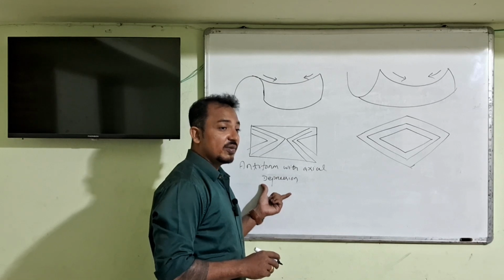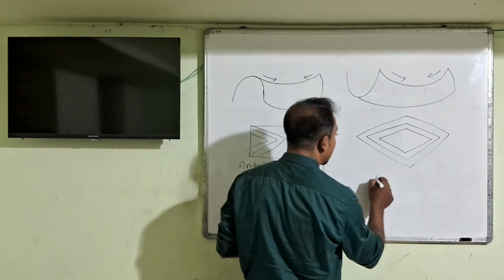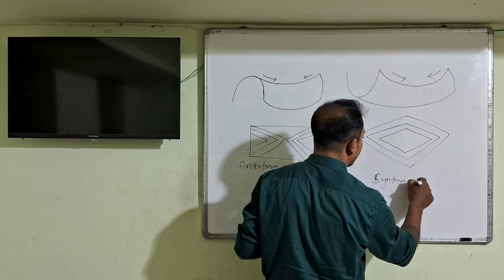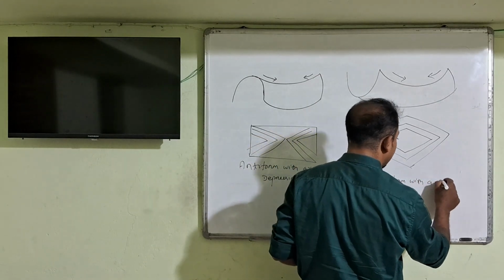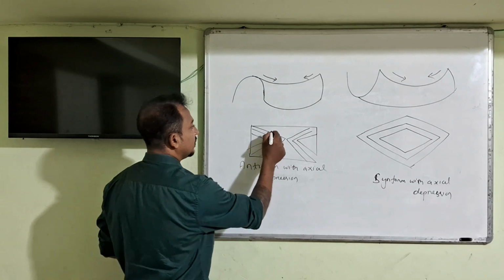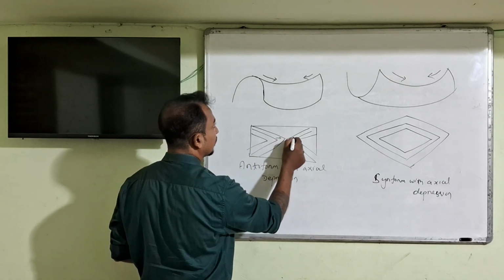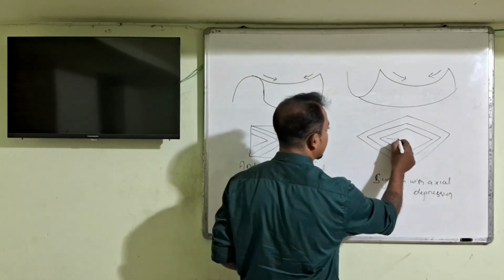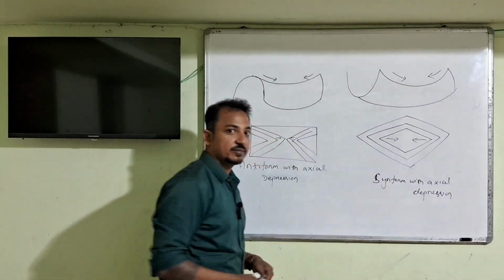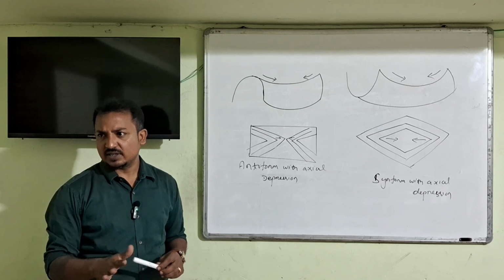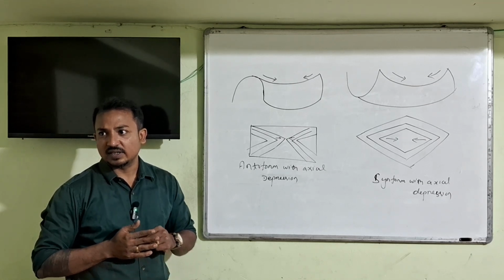So it is antiform with axial depression, it is synform with axial depression. We will give this arrow mark here to show whether it is a culmination or depression. If arrow marks point towards each other, they are depression. Arrow mark shows the plunging direction.